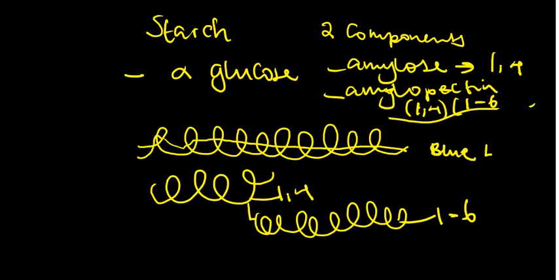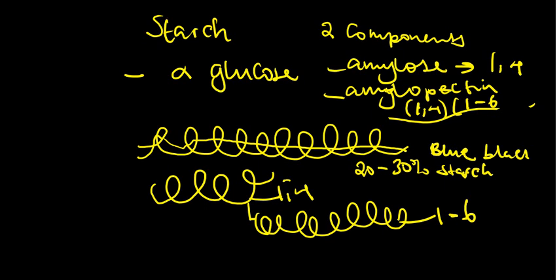So a blue-black solution, right? When we look at this, the amylose actually constitutes 20 to 30% of starch. Okay, so amylose doesn't have a huge portion of starch.